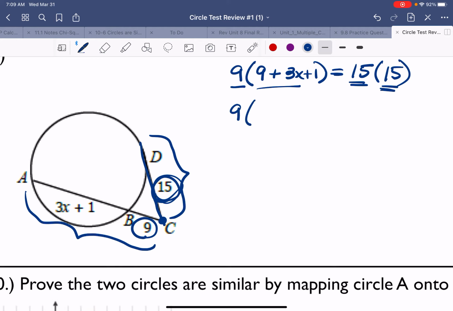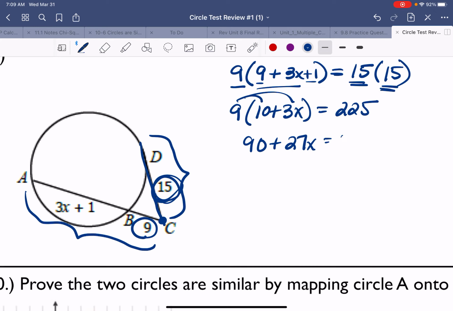So I have 9 times, and then I combine my like terms. So that's 10 plus 3x, and that's equal to 15, and 15 squared is 225. So now I'm going to distribute my 9 to both terms. So I have 90 plus 27x is equal to 225. I subtract 90 from both sides.